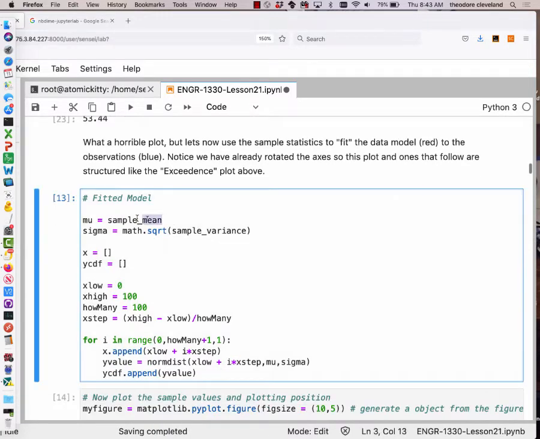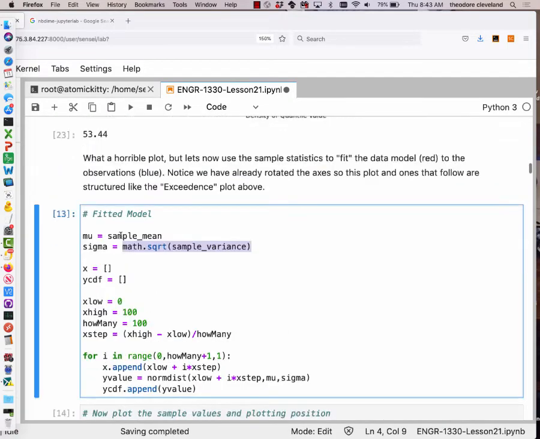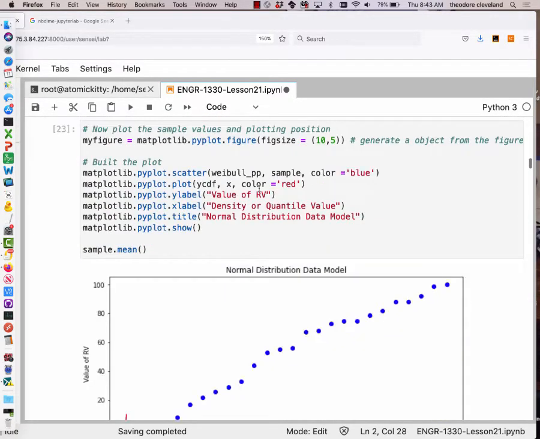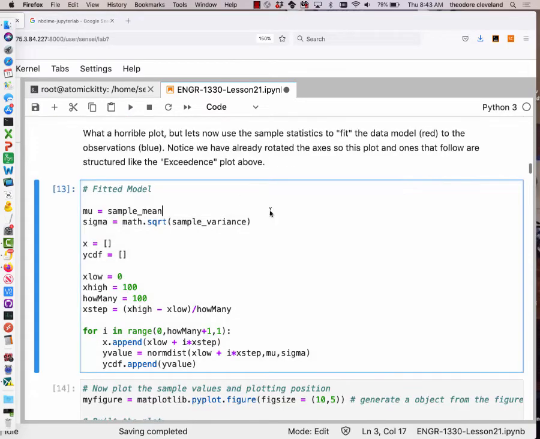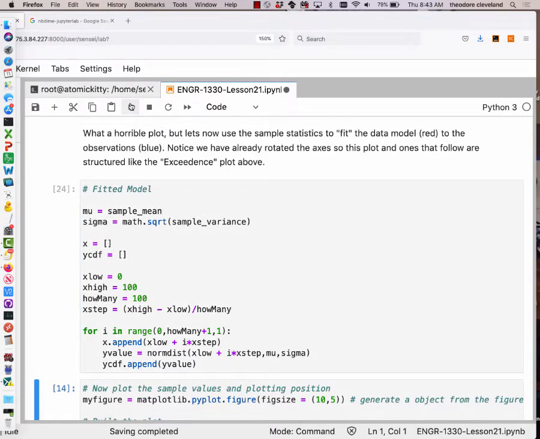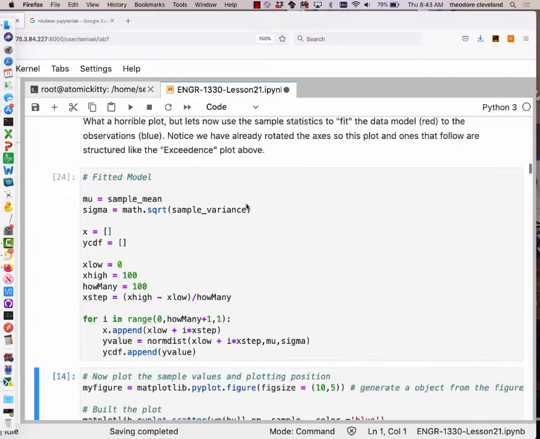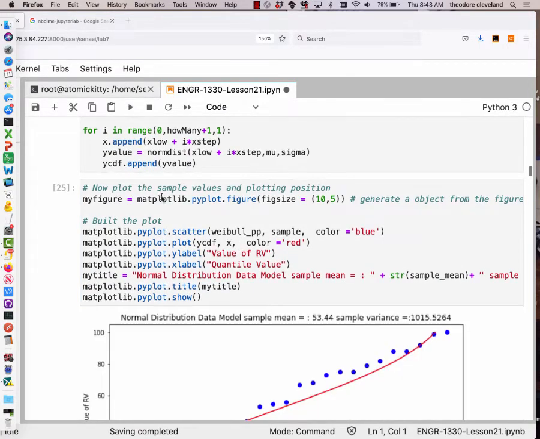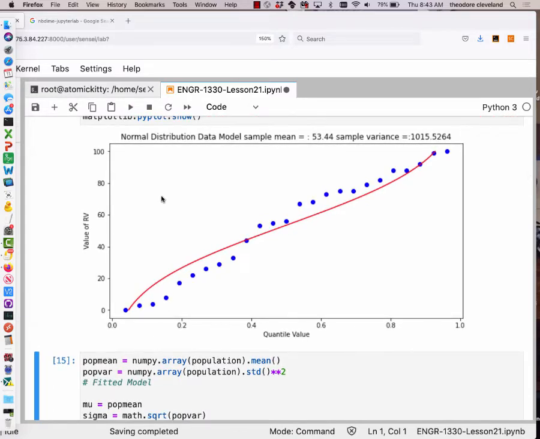So we will declare the sample mean is equal to mu, and the sigma is the sample variance. And let's see where we calculated those, because we can't do that. Okay, we calculated it up here. So now let's go ahead and we've regenerated the model. And now when we do the plot, our red curve goes nicer through the blue dots.